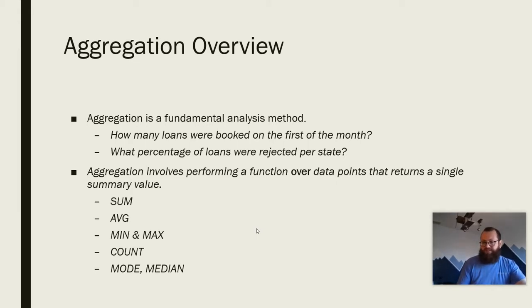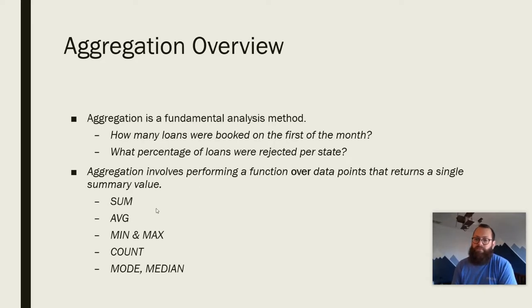So that's aggregation. When you group, ultimately a single summary value is returned for each unique value that you want to group by. So in this second example, what percentage of loans were rejected per state, you'll have that summary value, percent of rejected loans, for each state. And so with the grouping criteria, you'll have that single summary value for each unique value of state. Depending on where you're booking loans, you could have up to 50 different states.